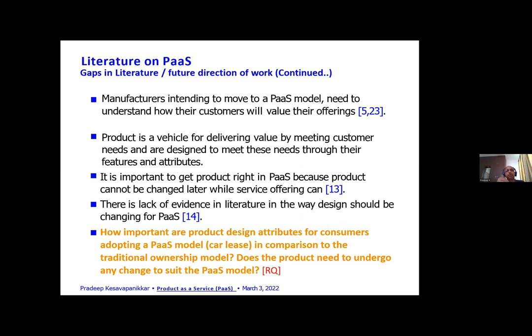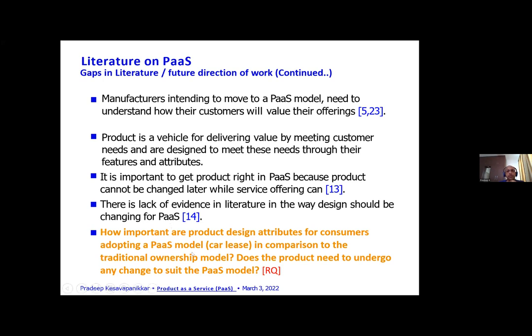Now, from a product perspective, we define product as a vehicle for delivering value to the customer. The customer needs to be met. And product is a vehicle for delivering this need to the customer. Now, it is very important to get the product design right because product design is a very lengthy, very costly process. And once the product is out in the market, it is very difficult to change the design. Now, there isn't much literature available which looks at product design from a product service system or from a PaaS perspective. Is there a need to tailor the product design to suit a PaaS? That kind of literature is lacking.